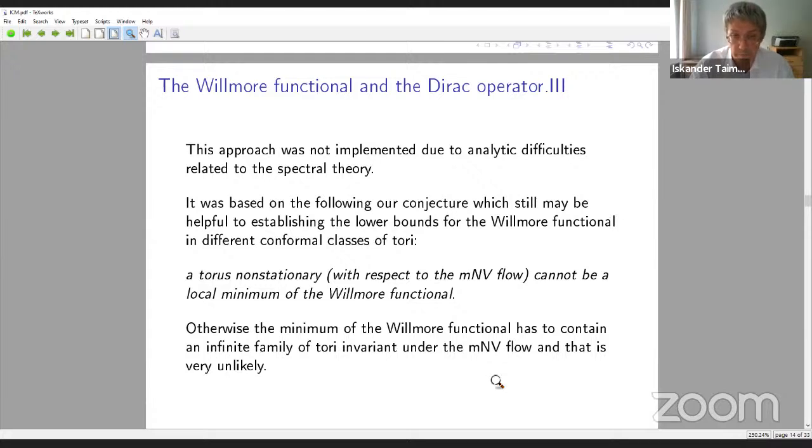Because you see, the modified Novikov-Veselov flow respects the conformal class. A torus non-stationary with respect to the modified Novikov-Veselov flow cannot be a local minimum of the Willmore function. Otherwise, the minimum has to contain an infinite family of tori invariant under this flow, if this flow is not reduced to some conformal deformation, because you know that the Willmore functional is conformally invariant. So it's a real non-trivial deformation, and such degeneration of the minima is very unlikely.